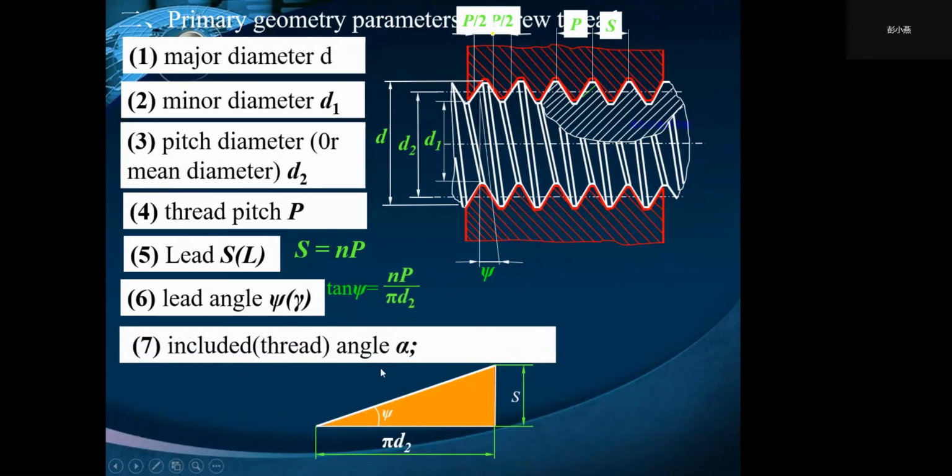Thread angle alpha is the angle between the flanks of adjacent threads measured in an axial plane. This is the thread angle alpha. And flank angle beta is half of the thread angle alpha.